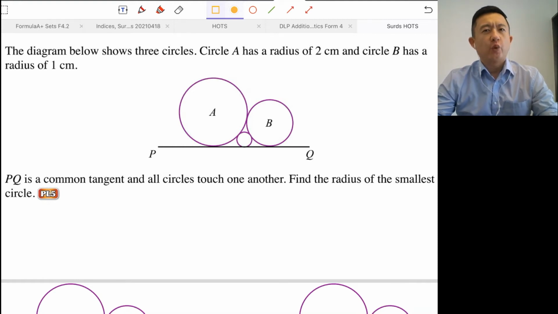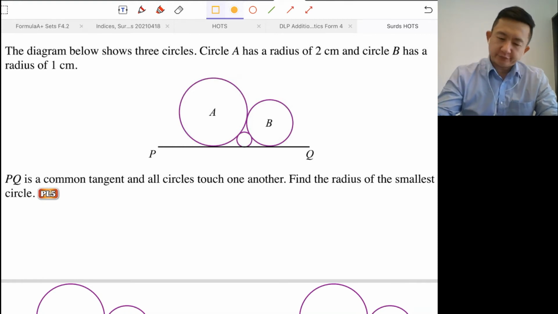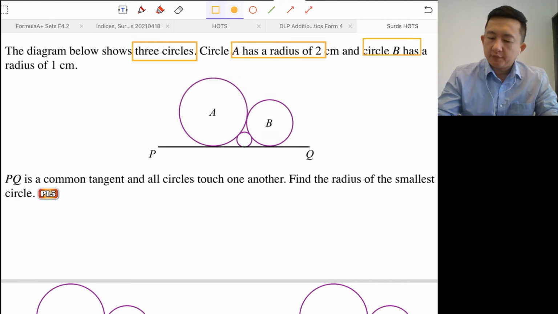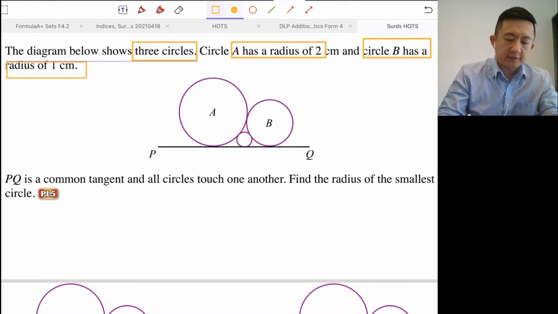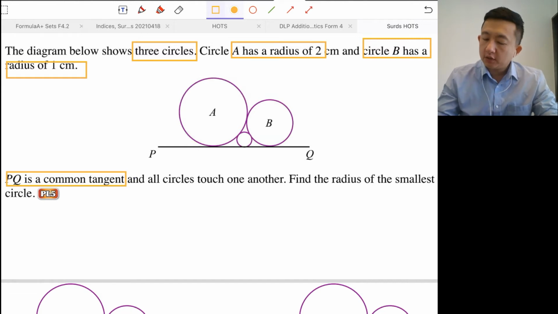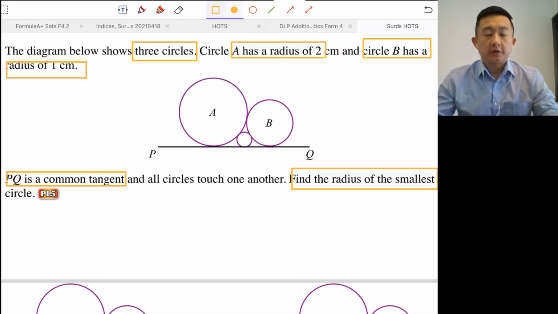Let's have a look at what we know from the problem itself. There are three circles. Circle A with a radius of 2 cm, circle B with a radius of 1 cm. PQ is a common tangent for all circles. We need to find the radius of the smaller circle. This is all the information that we know.